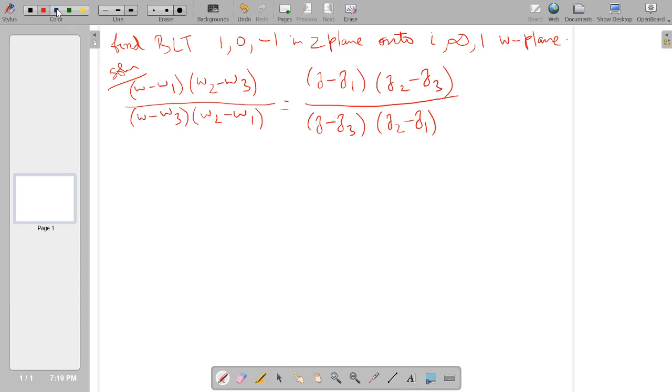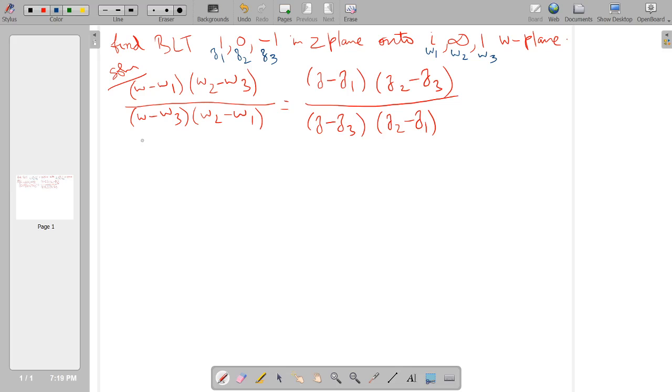Okay. So now I'll take the points 1, 0 and minus 1 as Z1, Z2, Z3, and the points i, infinity and 1 as W1, W2, W3. Here you can see that W2 takes the value infinity. But when I substitute W2 equal to infinity in the left hand side, I will have an infinity by infinity form, which is indeterminate. But somehow I have to calculate the bilinear transformation.